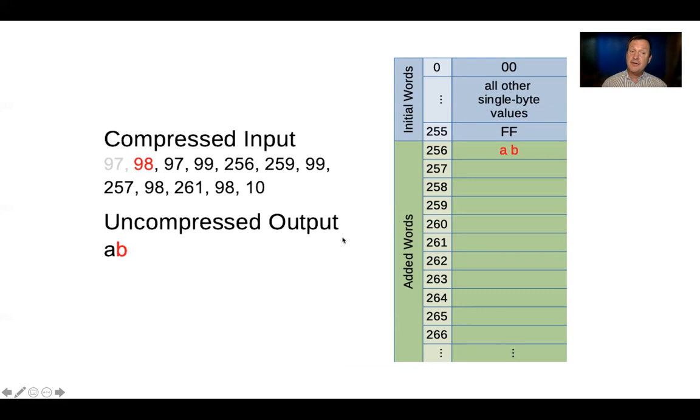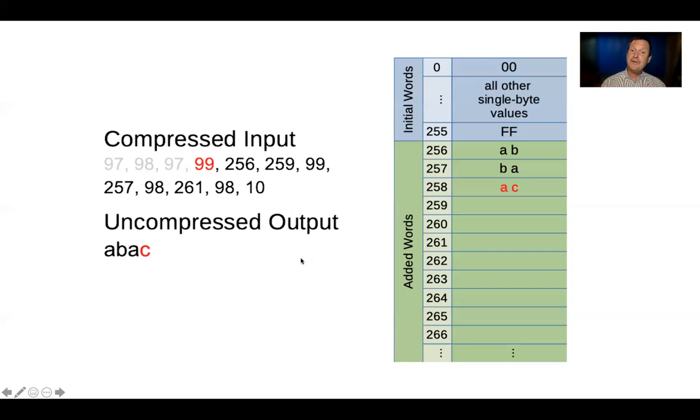All right, the next code's a 97. That's the code for another A. When the compressor wrote out the code for this B, it would have added that word, just a B, followed by an A as the next word in its dictionary. So we do the same thing. You could go back and compare. We're growing our dictionary exactly like the compressor would have. Continuing, the next code's a 99. That's a code for a C. We know the compressor, when it wrote out the code for the A, it would have added AC to its dictionary. So we do that.